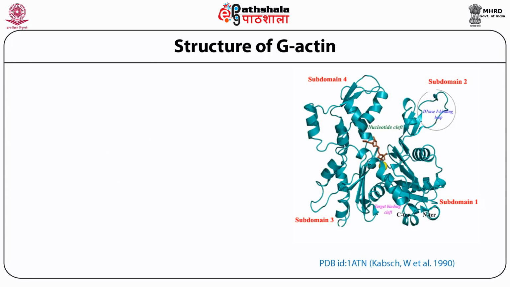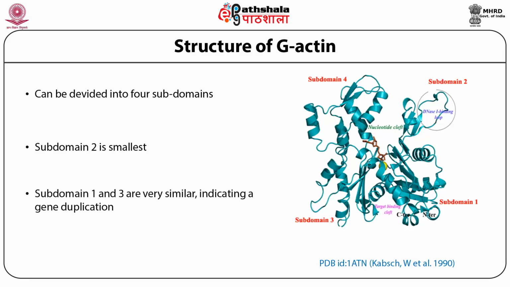Here I have shown you the G-actin structure. The G-actin structure can be divided into 4 subdomains. Subdomain 2 is the smallest one, and subdomains 1 and 3 are very similar, which indicates a gene duplication event. Subdomains 2 and 4 seem to be large insertions between 1 and 3, causing this structure. I also showed you the nucleotide binding cleft between domains 2 and 4, and there is another cleft between domains 1 and 3.